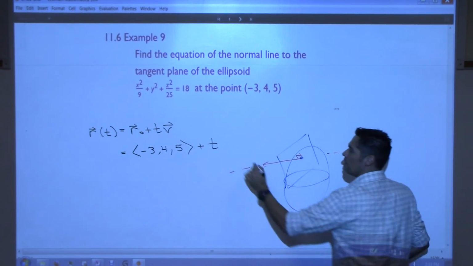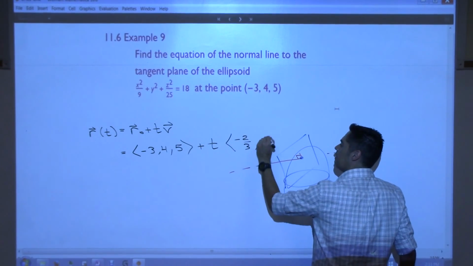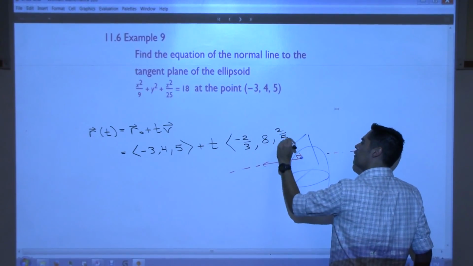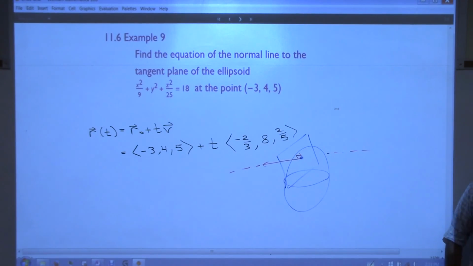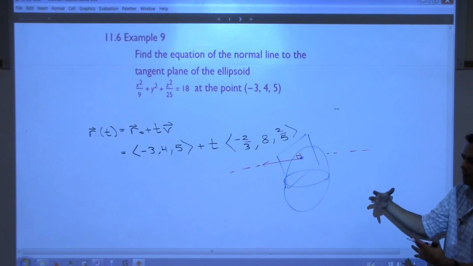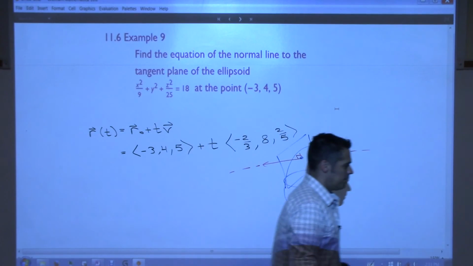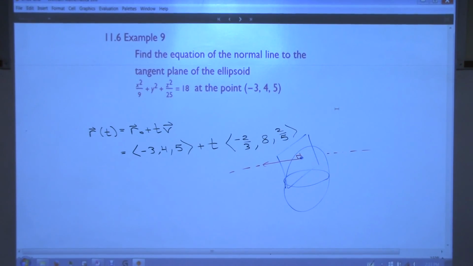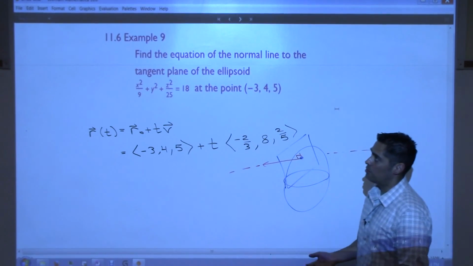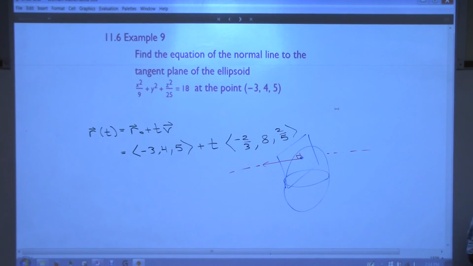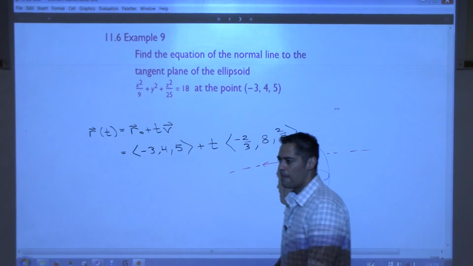I forgot what the normal of the plane was. -2/3, 8, 2/5. That's just the A, B, and C from the equation of the plane. And then you could put those together, right? Put these two vectors together. I won't do it. We've done that before. You could say, okay, this is the vector equation. You could be asked to write it as the parametric equations. You could be asked to write it as the symmetric equations.